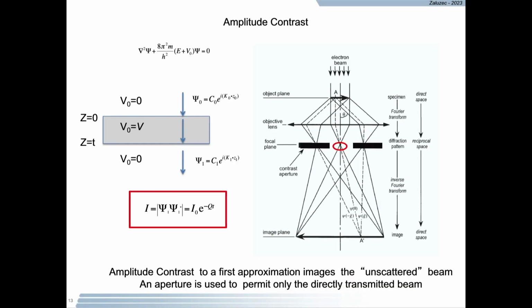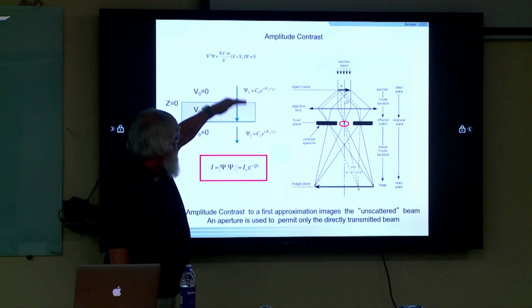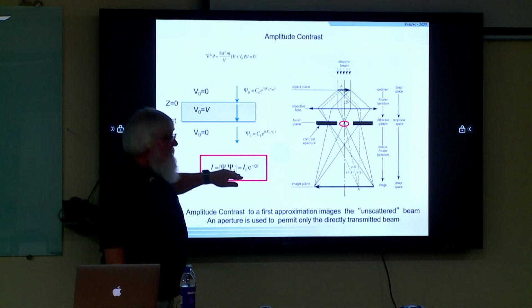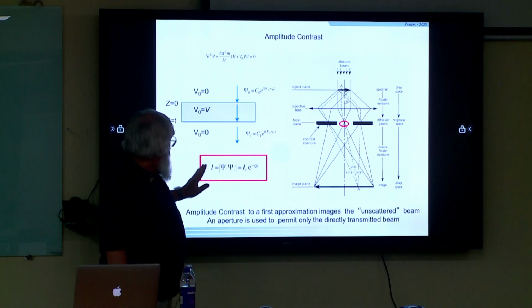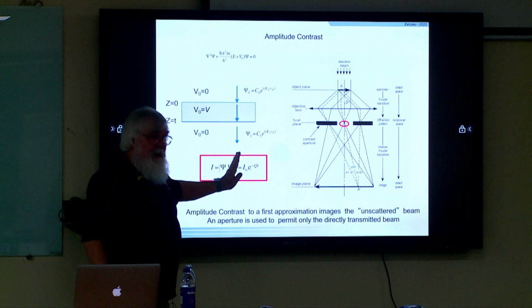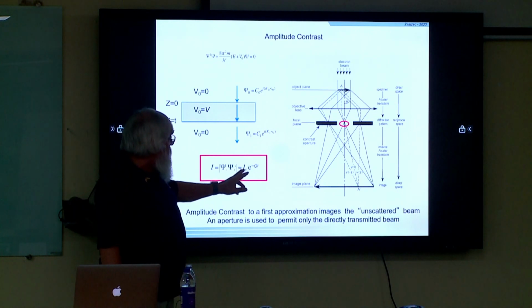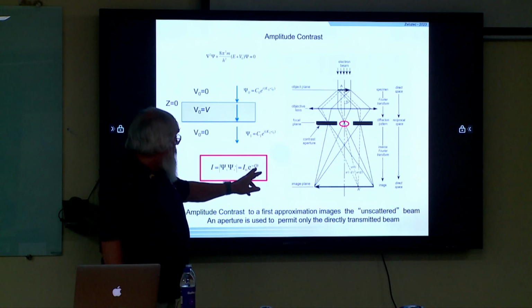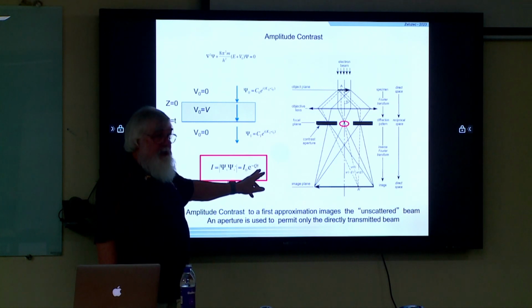Amplitude contrast is formed, like I said, by the beam coming in, interacting with the sample, and going straight through. So we have our sample. We can describe that simply: the intensity is the wave function coming out times its complex conjugate. You can write that out mathematically. I'm not going to bother to do it here, but it's simply the intensity that comes in times e to the minus the interaction coefficient times the thickness.